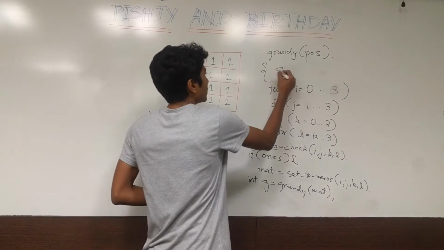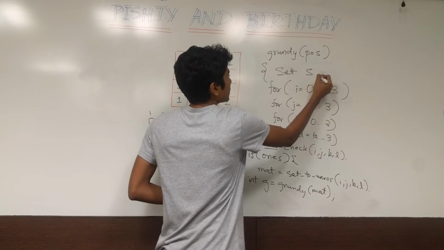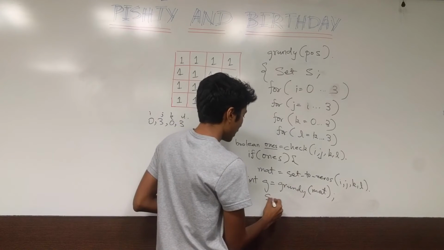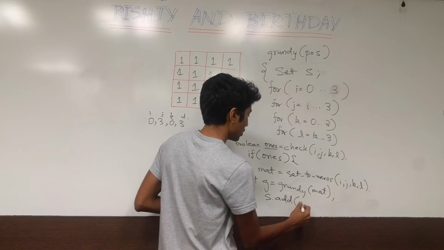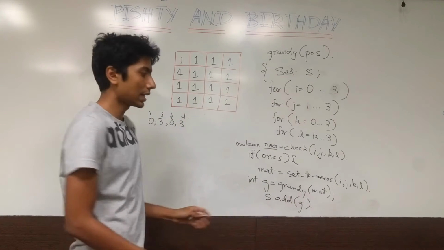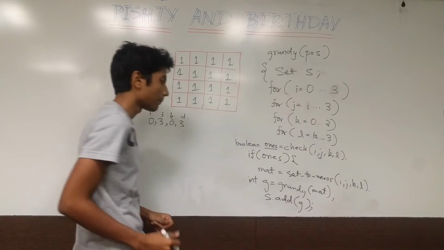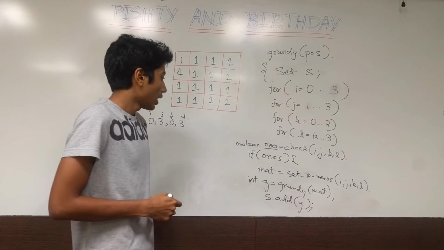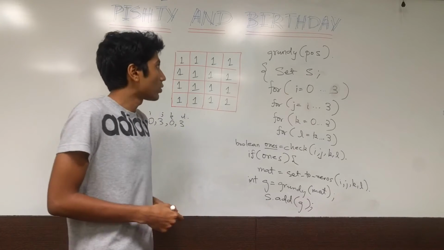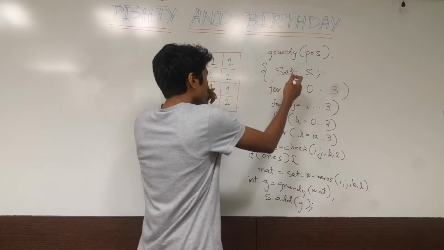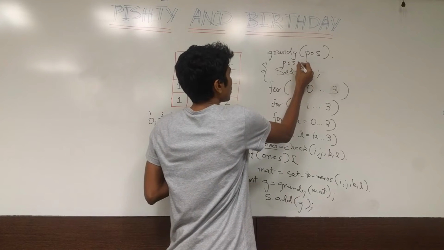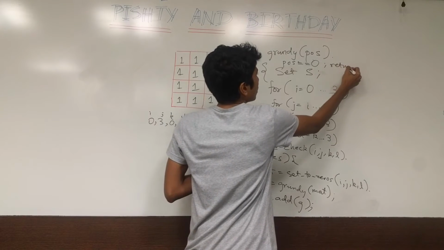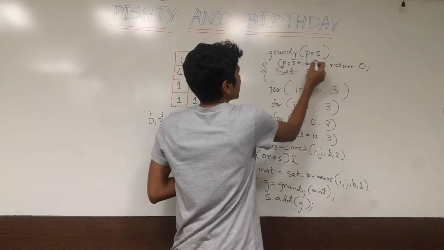So we need a set S, and we need to store this value in this set. So S dot add G. That's what we do. We have added this value to the set, and that's all that's required really. Over here, initially we should look at if position is equal to 0, then return 0. That's the only base condition.